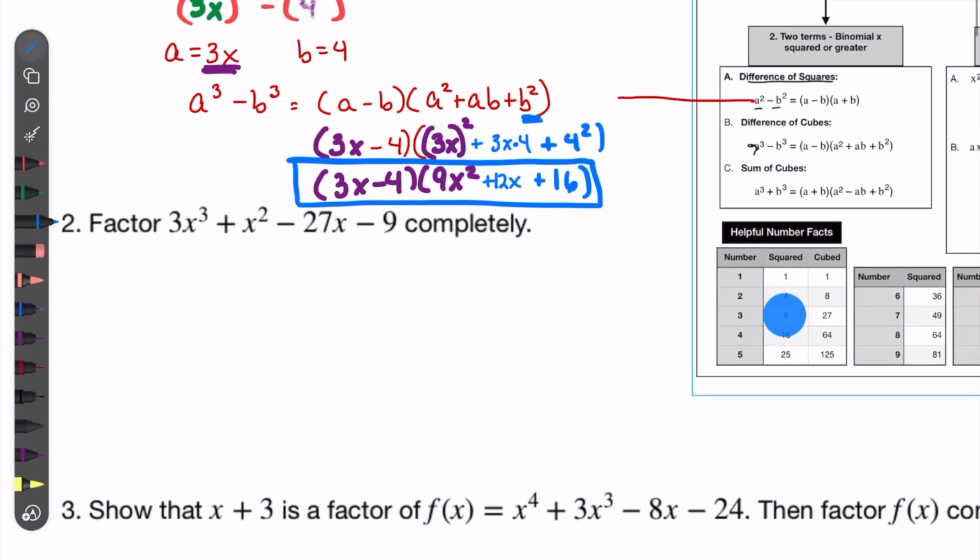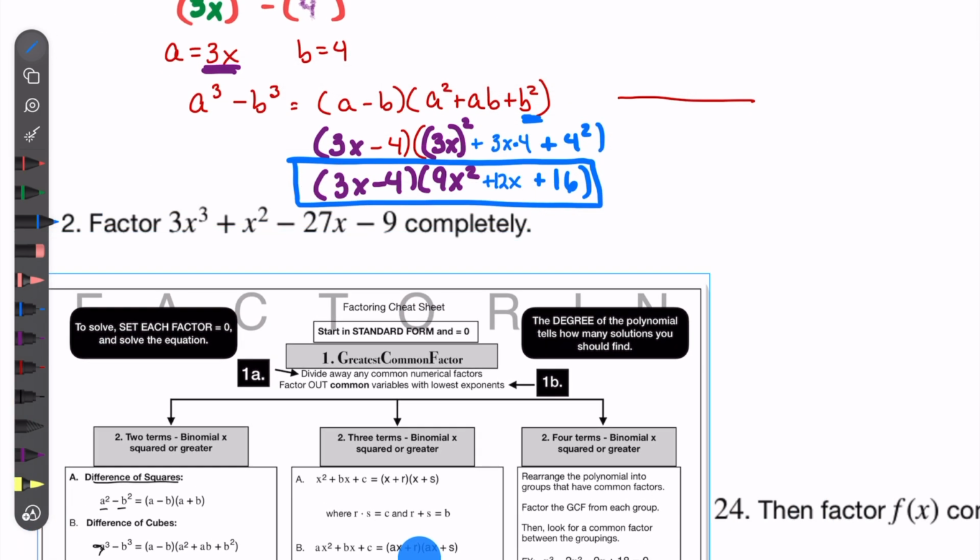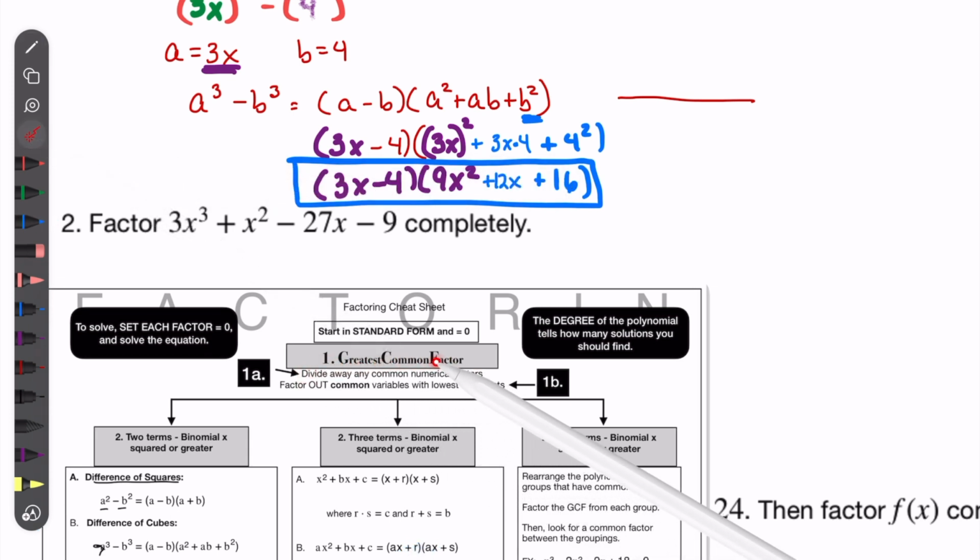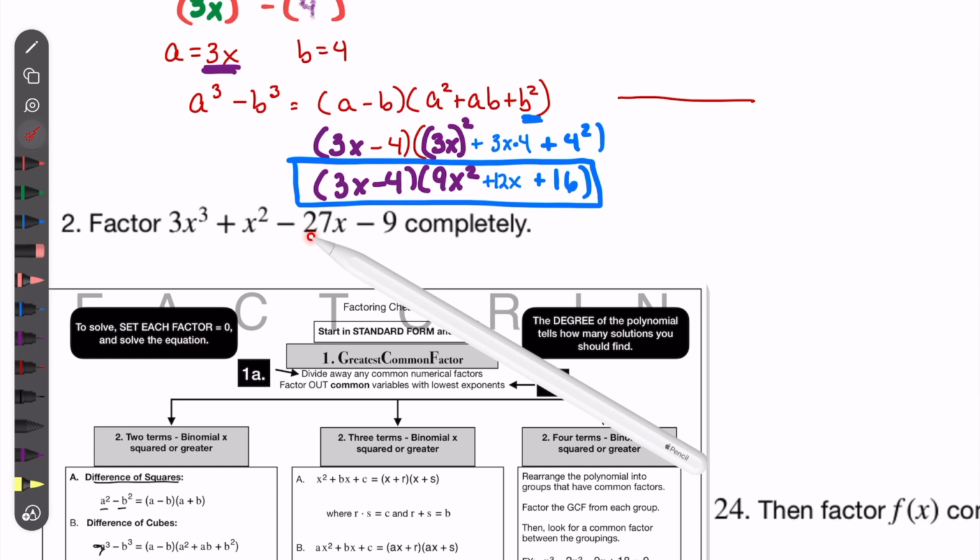Problem 2, and I'm going to grab my factor sheet here. I'm going to need it for problem 2. And it's a factor problem, so I'm just going to start up here and look for a GCF first. And then it's 2 terms, 3 terms, or 4 terms. This one's clearly got 4 terms. 1, 2, 3, and 4. Okay? So I know how it's going to factor.